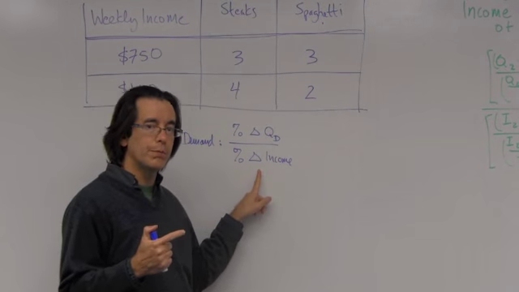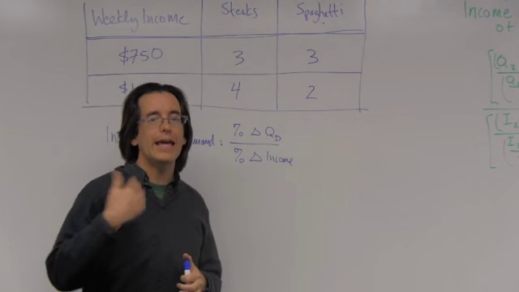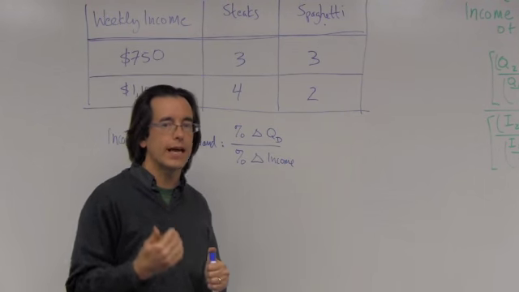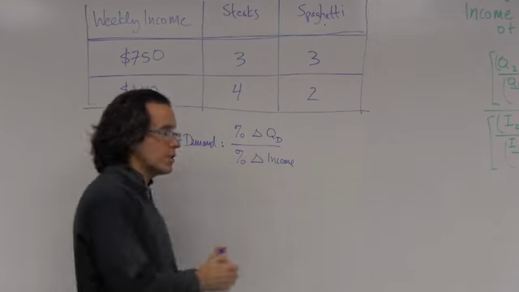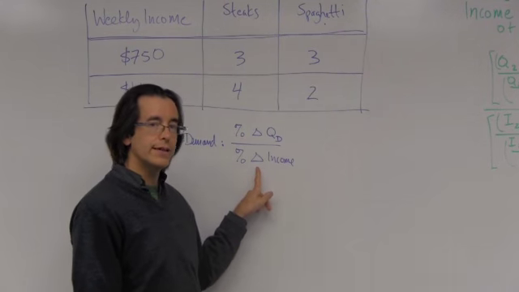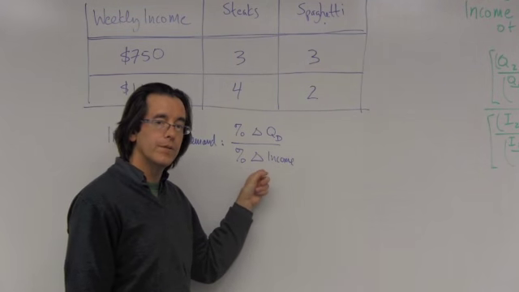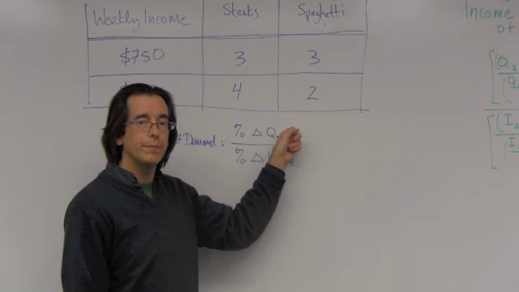So the key thing to remember, beyond just what the ratio is, is the behavioral idea underlying it. What's the economics? The fact that the change in income is in the denominator is saying this is what's driving the change in the quantity demanded. If you change your income, that will change the quantity demanded.